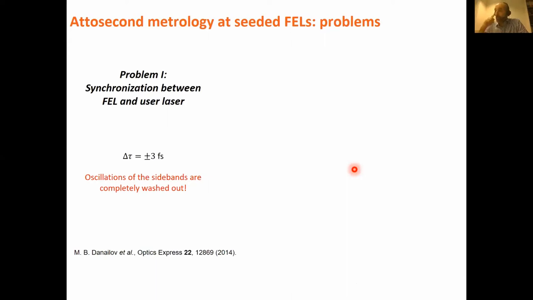Free electron laser experiments are usually based on the combination of the free electron laser pulse and an additional user laser, which is usually in the infrared. But even in the best case, which can be reached at a seeded FEL, there is a residual time jitter on the order of a few femtoseconds. This is the value that was measured a few years ago at Fermi, plus or minus 3 femtoseconds. Of course, for many pump-probe experiments this is an excellent stability, but for our goal, it is quite a large delay jitter, which will completely wash out the oscillation of the sidebands. So this is one problem that we need to fix.